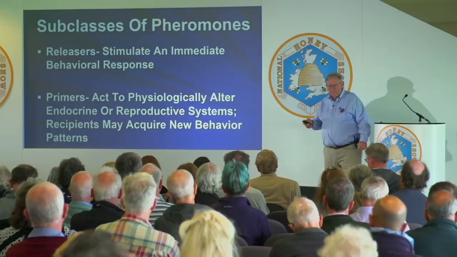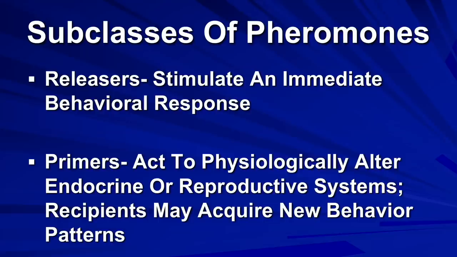A good example would be an alarm pheromone. All right, they release an alarm pheromone. Several of the bees go on the defensive and protect their colony and their hive. There are two subclasses of pheromones. There are releasers and there are primers. Releaser pheromones cause an immediate behavioral response, or almost immediate, within a matter of a few seconds, or maybe a minute or two. Short period of time. As I said, alarm pheromone is an excellent example of a releaser pheromone.